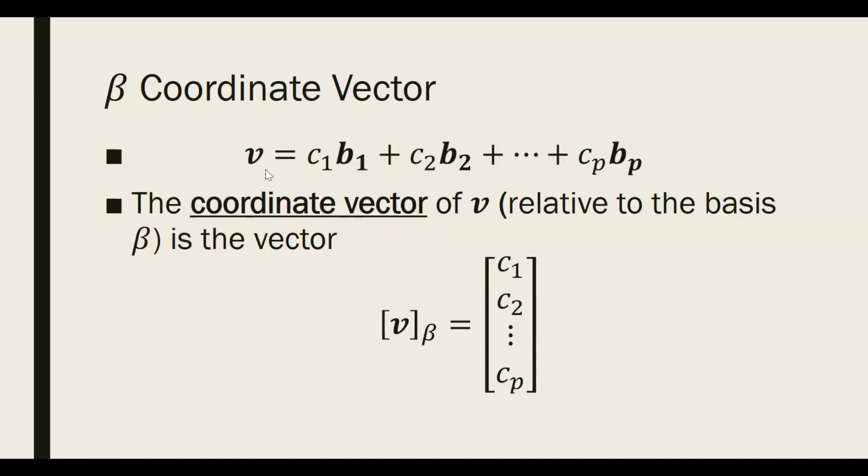So here's what I mean by that. Let's assume I have a vector and it can be written as a linear combination of basis elements B1 through BP. The coordinate vector of V relative to basis B is the vector of those coefficients. So we call those coefficients the weights sometimes, but we know the coordinate vector. We've seen that before.